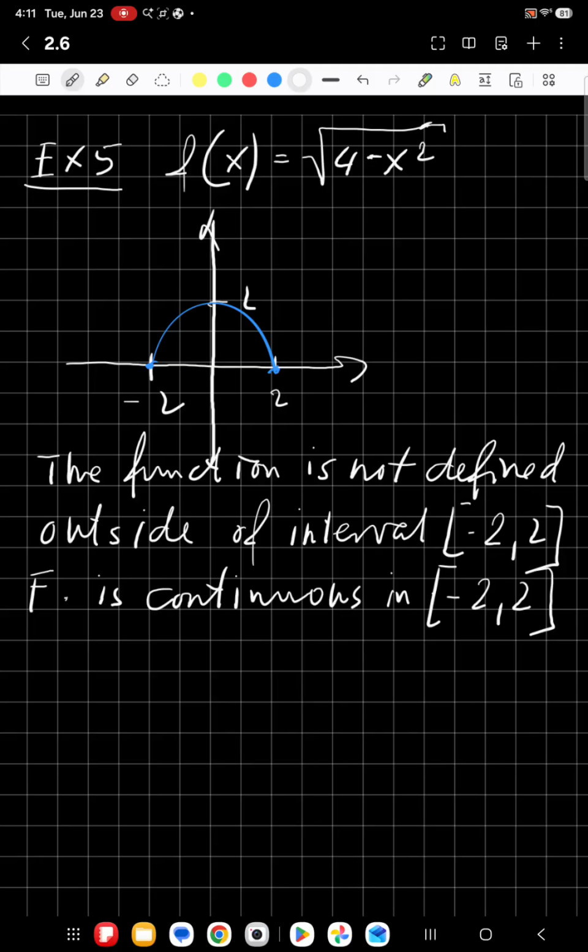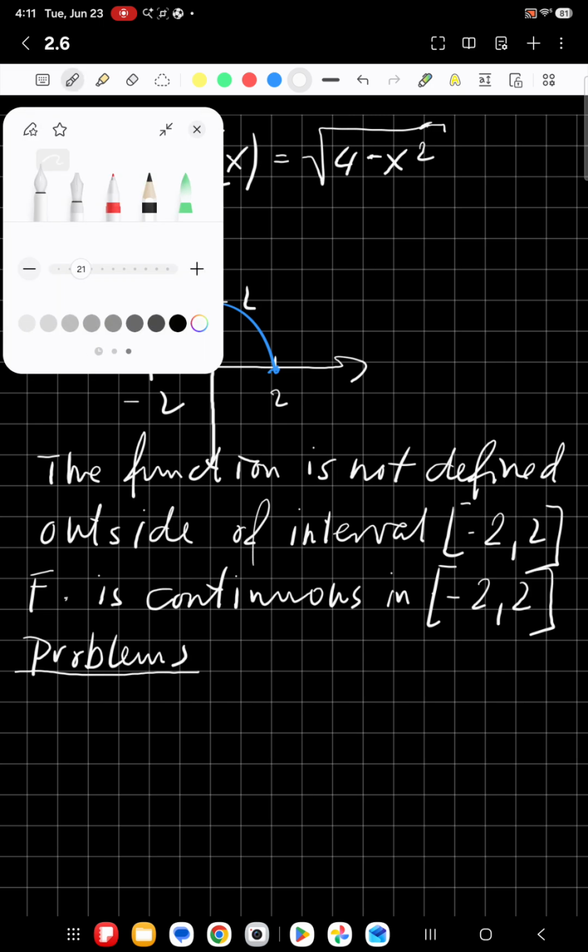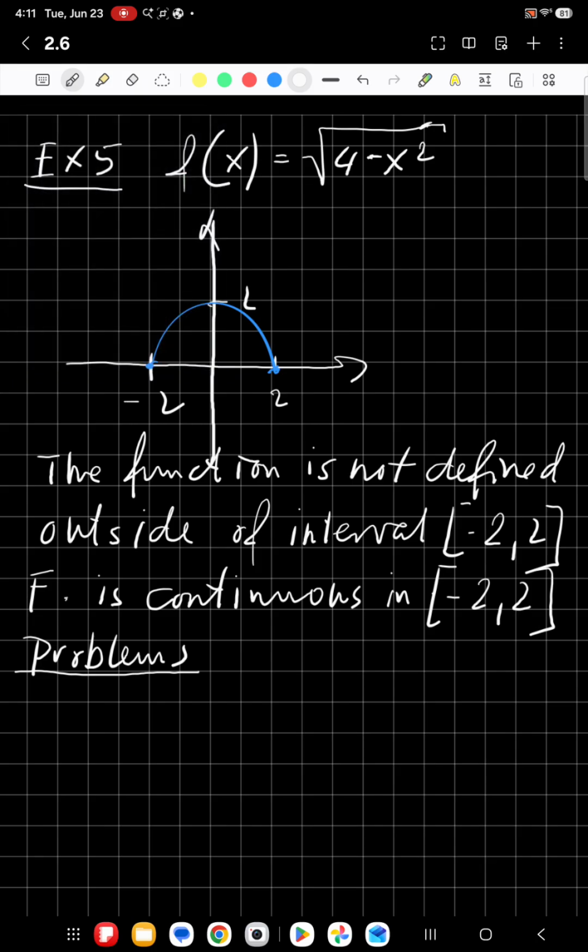All right, so now let me give you a couple of problems to practice. So let's write problems. Let me look at that. It's a little bit too thick. Let's do this. Let's try that. So problems. Discuss continuity.